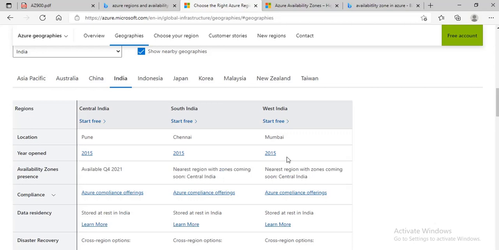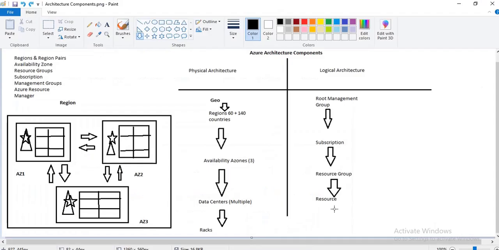Okay, I hope this part is clear. Let's move on to the logical architecture. Logical architecture is basically organized into the root tenant management group.